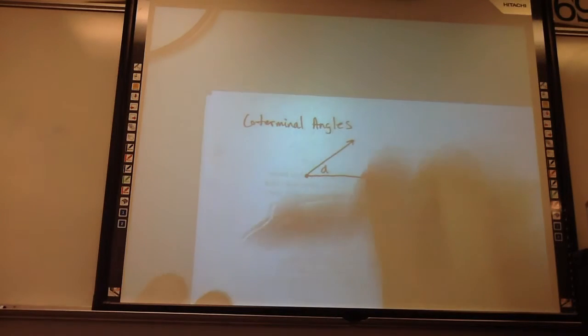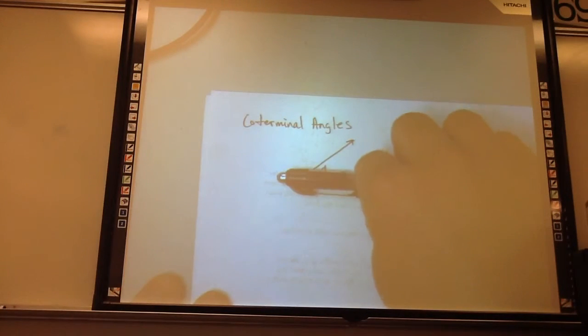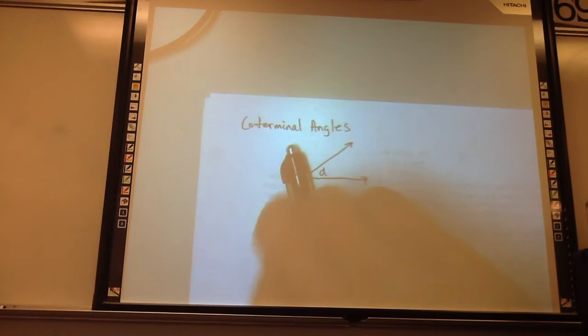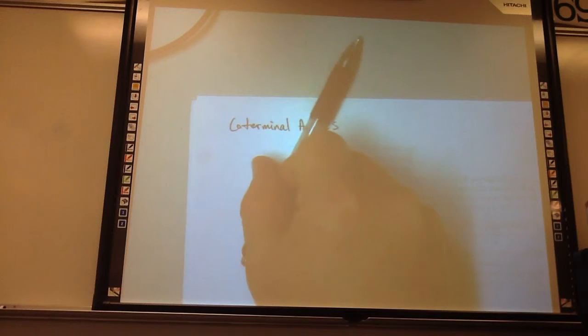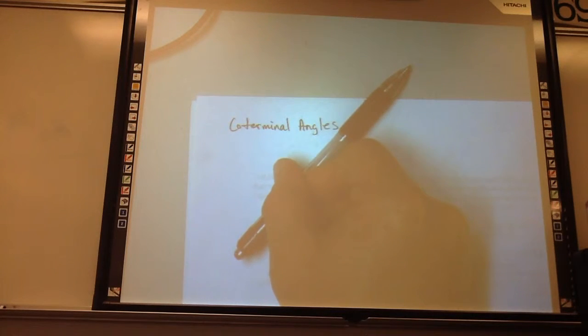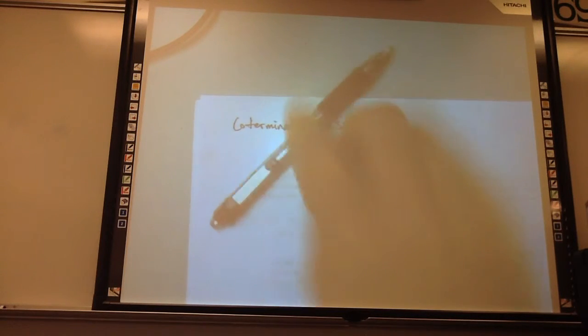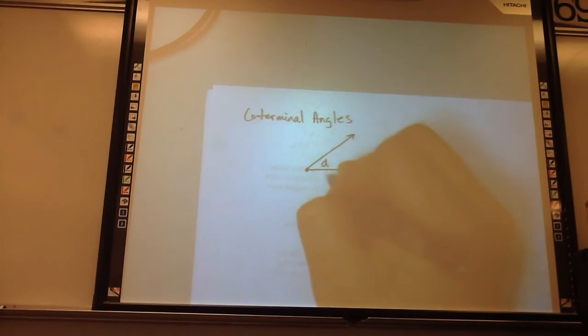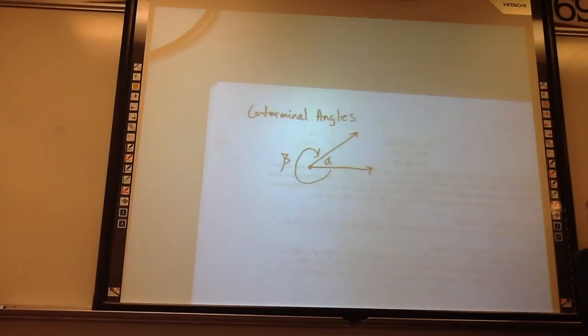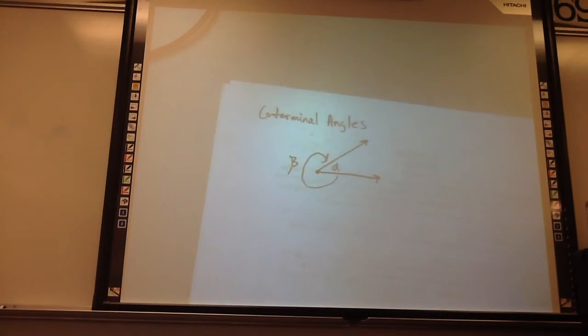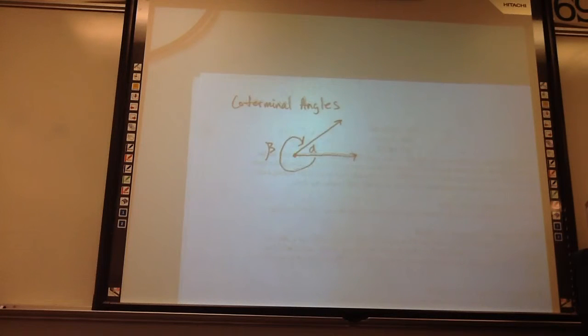Yes, you can go the other way. I can start here and go this way and stop. It ends in the same spot, but it's a different angle, isn't it? This way, we'll call it beta. They use Greek lettering: alpha, beta, gamma, delta.